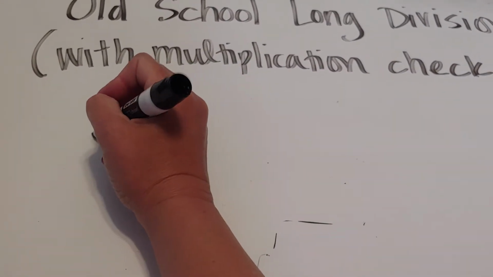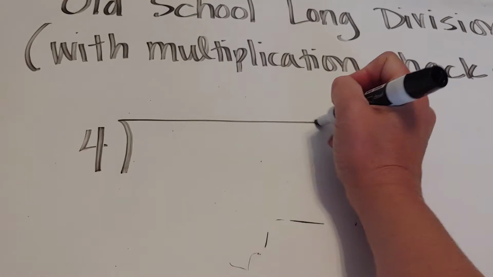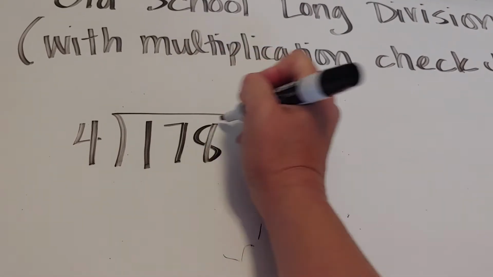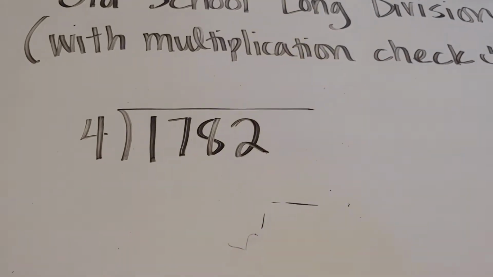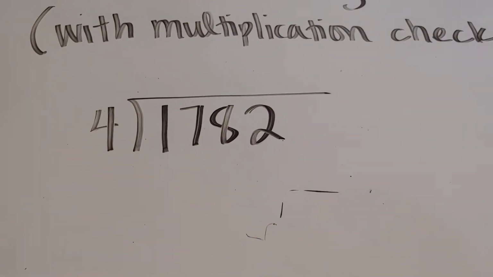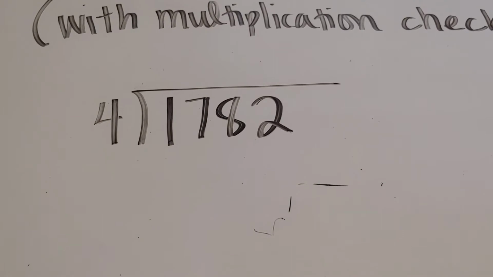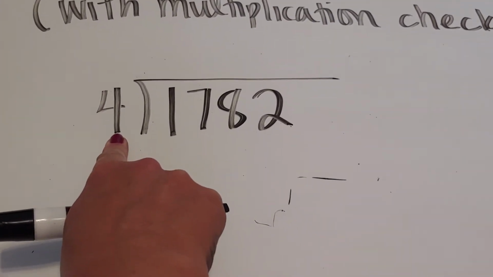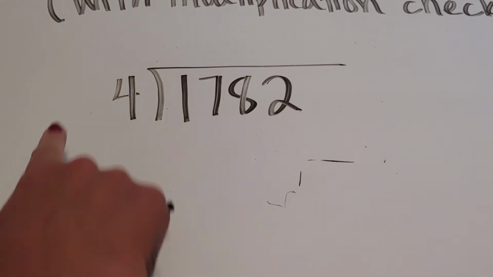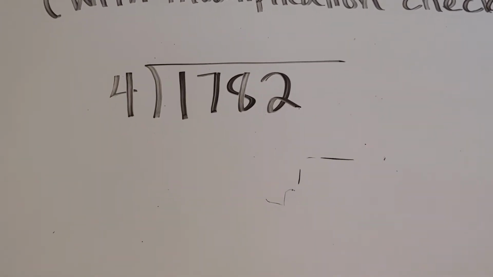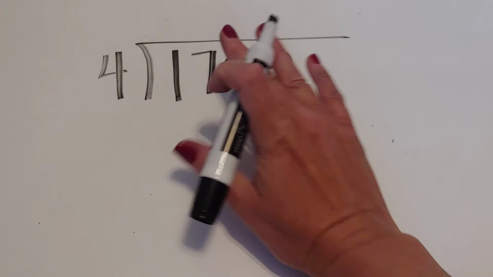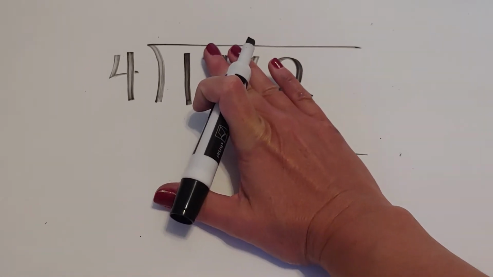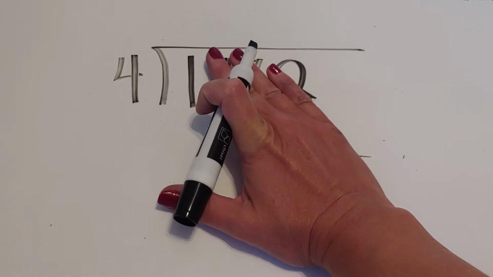Let's say that I had 4 dividing into 1,782. Okay, so how this works, if you remember, is that we're going to be using our 4 multiplication facts. So you would want to make sure that students remembered all their 4 multiplication facts or had them handy. Okay, so we'd say, does 4 go into 1? Can I take 4 times something and get to 1? And the answer is no, that's too small.